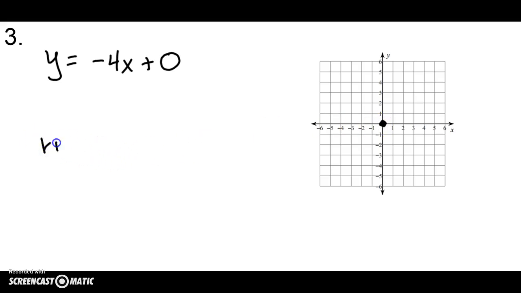My slope, since I know that's rise over run, and I have a negative 4, I can write that over a positive 1, and it stays the same. So going from my starting point, or my y-intercept, I'm going to go down 4, because it's a negative 4, 1, 2, 3, 4, and I'm going to move positive 1 in the x direction. And I can connect these two dots.